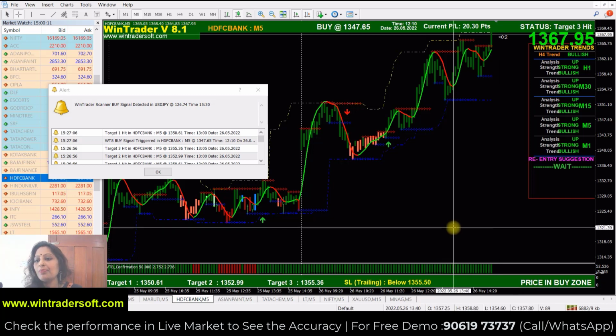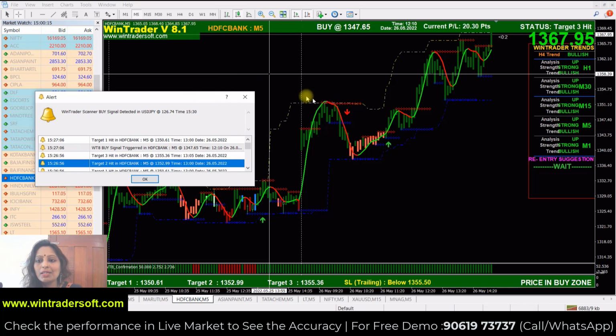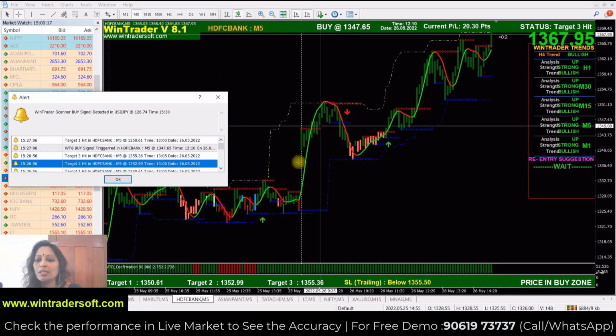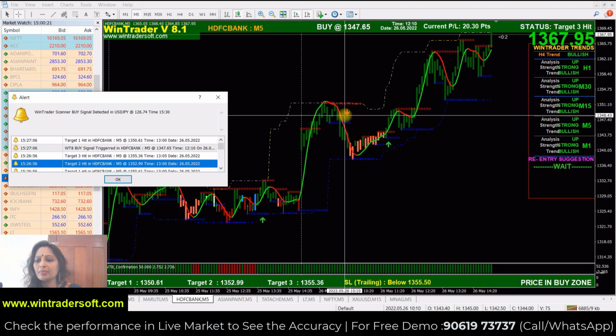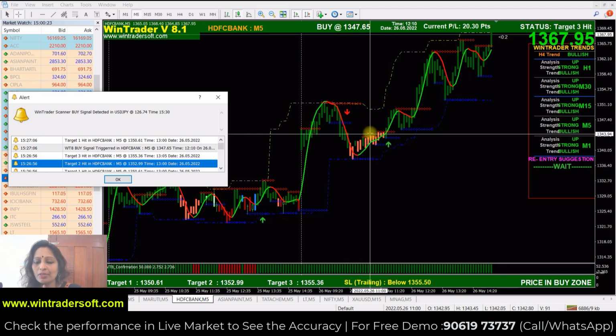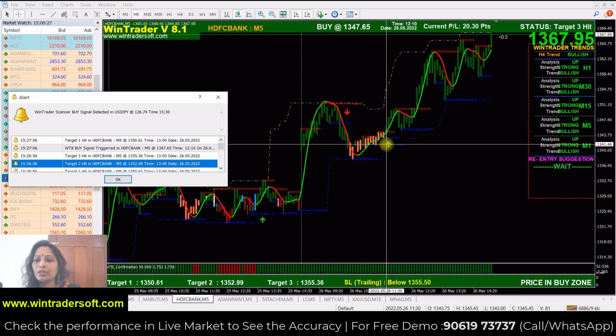Right now you can see this white vertical line, that is a daybreak line. So today's market starts from here. Yesterday's buy signal continued. After that we got a sell signal. Last, we got only two signals. First was the sell signal, and the second one is the continued buy signal. So we can take this last buy signal.